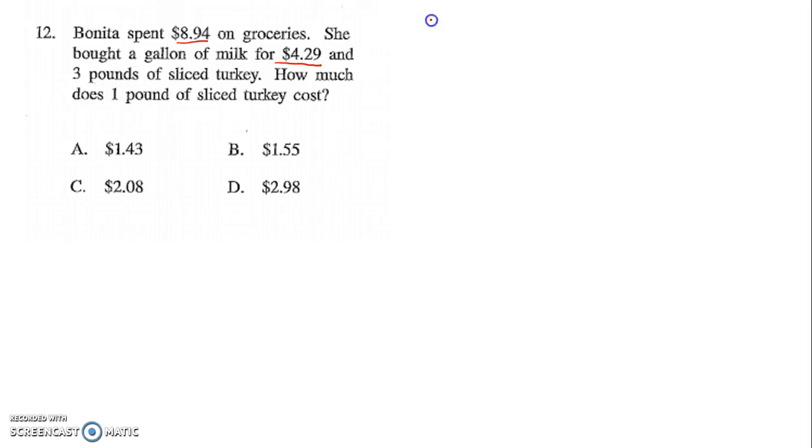Well, first of all, we better take our total and subtract off how much she spent on milk. That'll give me the total amount of money that she spent on the turkey. So we have $8.94 total she spent. I need to take off $4.29 in milk. So I'm going to go ahead and subtract. You can use your calculator for support, but I don't have one at home.